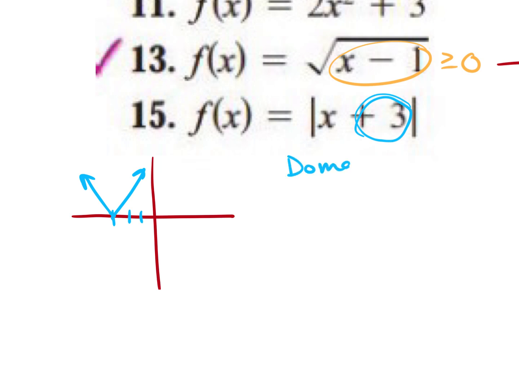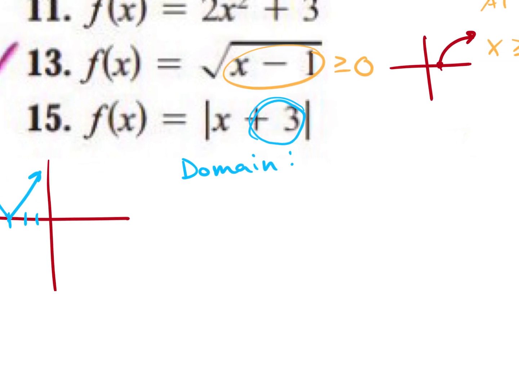So let's find our domain. What would our domain be? Talking about the x values. Negative infinity to positive infinity. Awesome. There's no number that I could not plug into x. I can take the absolute value of -10 if I wanted to. -10 plus 3 would be -7. It just turns it positive. Absolute values turn your answer positive, but you can plug in whatever number you want here, no restrictions.